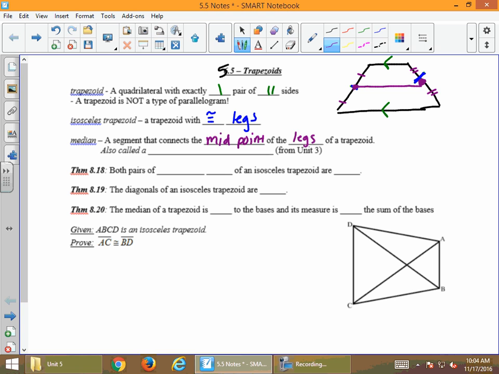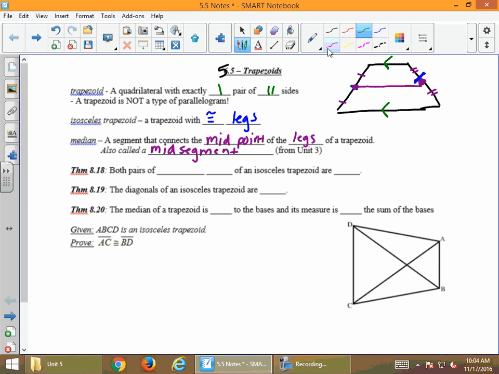Those legs. We also call this, from Unit 3, a midsegment. It's also a midsegment. Median, midsegment, they go hand in hand. So if you see either one of these words, that's what we're talking about. This line that's going right in the middle. Okay. Questions about vocab? Okay.